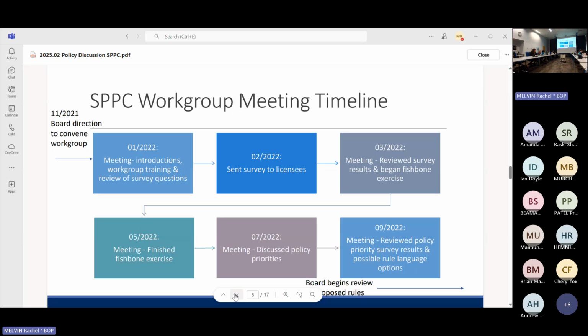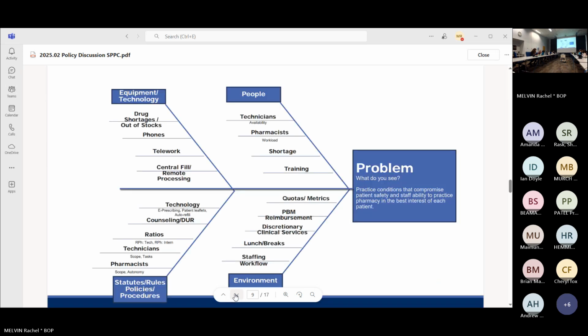The work group ranked the policy priorities based on perceived impact to increasing safe pharmacy practice. And the work group also reviewed, again, some possible rule language options. And we'll see the fishbone exercise in the next slide. So the work group identified equipment, technology, personnel, environment, and regulatory conditions that compromise patient safety and staff ability to practice pharmacy in the best interest of the patient.